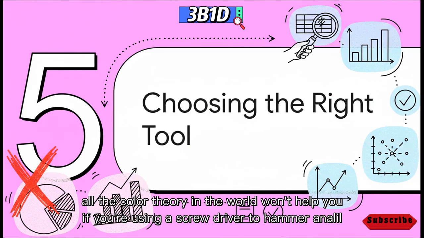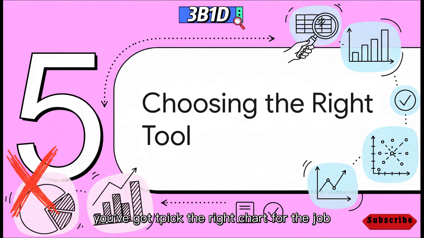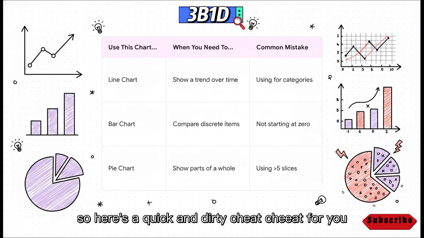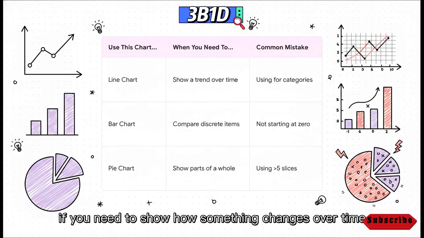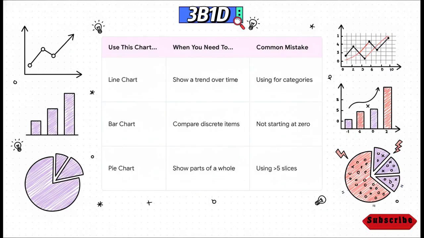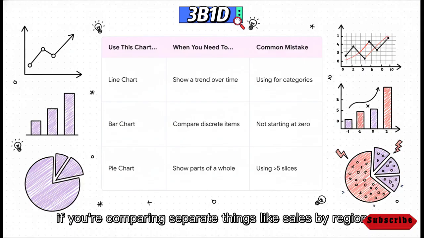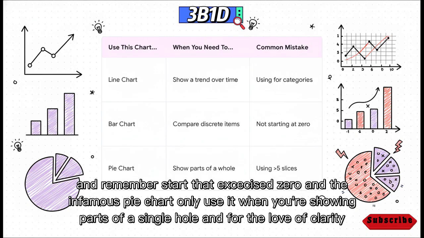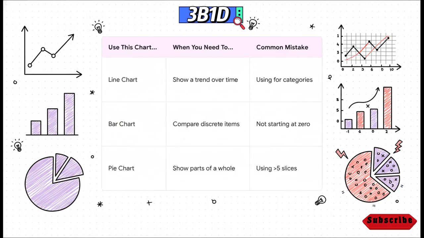Of course, all the color theory in the world won't help you if you're using a screwdriver to hammer a nail. You've got to pick the right chart for the job, and that all comes down to the story you're trying to tell. So here's a quick and dirty cheat sheet for you. If you need to show how something changes over time, you want a line chart. If you're comparing separate things like sales by region, a bar chart is your best friend. And remember, start that axis at 0. And the infamous pie chart, only use it when you're showing parts of a single whole, and for the love of clarity, never use more than 5 slices.